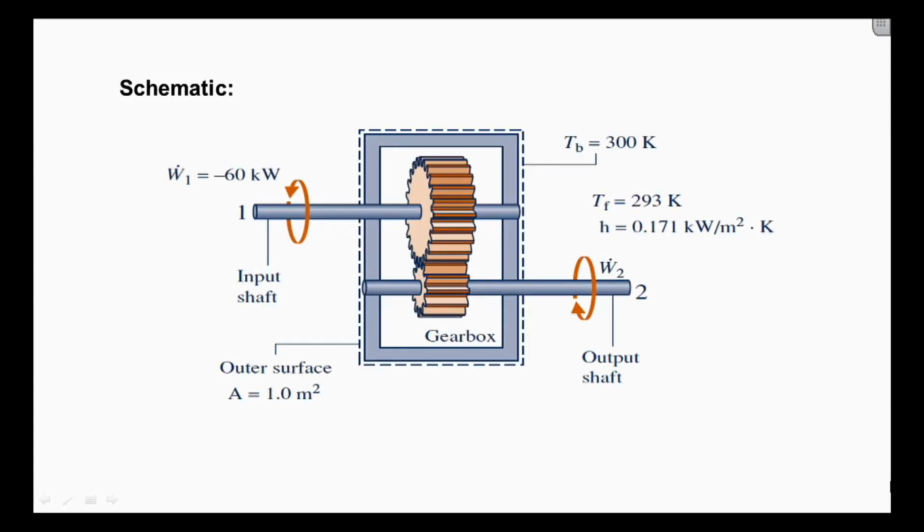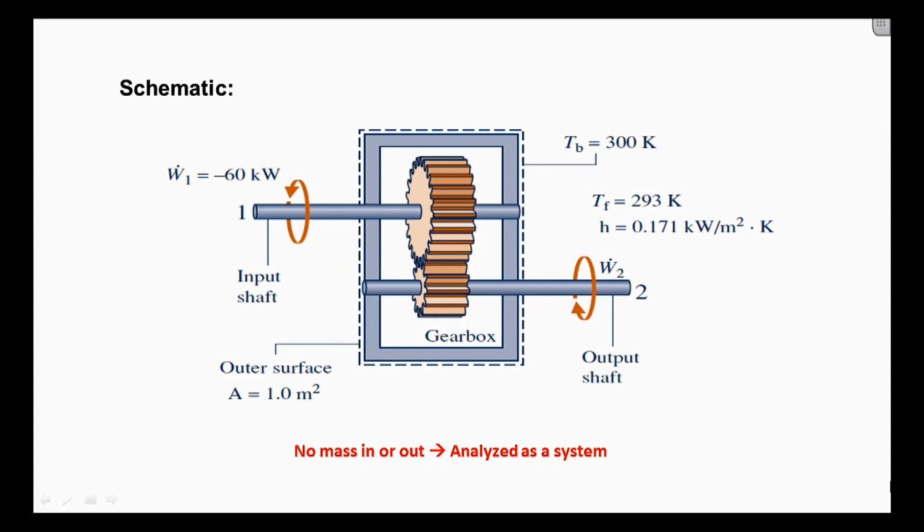The next step in the solution is to develop a relevant schematic. In this case, it was provided to us. However, let's highlight a few key pieces of information which will help with our solution. The first thing to note is there is no mass entering or leaving the gearbox. This immediately suggests that a closed system approach is the proper one.